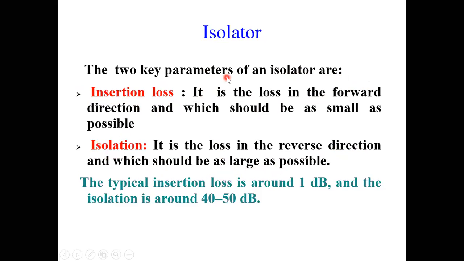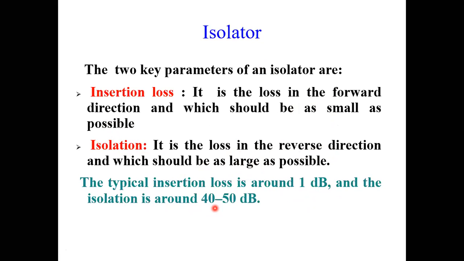So when I talk about isolators, two parameters are important. It is the insertion loss, which is in the forward direction, and its value should be as small as possible. And the next one is isolation, the loss in the reverse direction, and it should be as large as possible. The typical insertion loss, since it is small, is around 1 dB, and the isolation is around 40 to 50 dB.